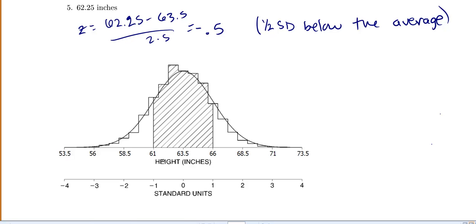Also notice the scale underneath it. We have height in inches, 63.5, 66, 68.5, and then underneath it we have standard units. So 63.5 was mapped to 0 units because that was the average. 61 was -1. 66 went to +1. 58.5 went to -2. So basically for standard units, we just change the scale until we get to our standard units.